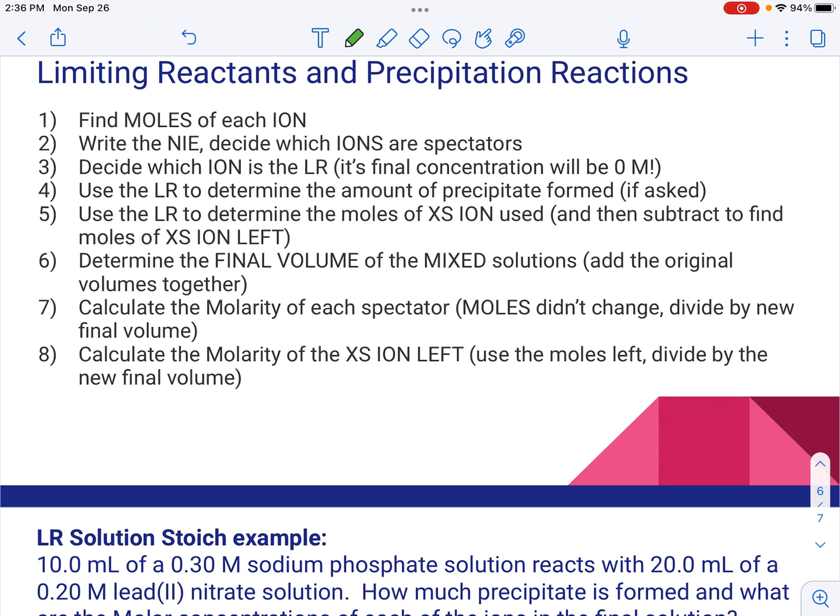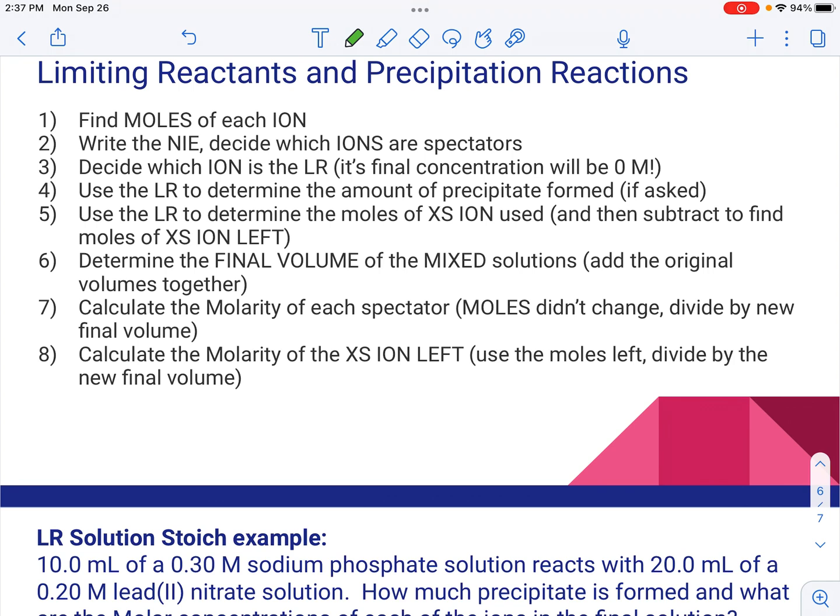You also need to decide which ions are spectators, because the spectators don't get used. So the same number of moles that were present in the beginning will be present at the end. But the biggest difference is that you've usually poured two solutions together, so those moles are swimming in a bigger volume. And then finally, the hard one is the excess reactant: how much is left over.